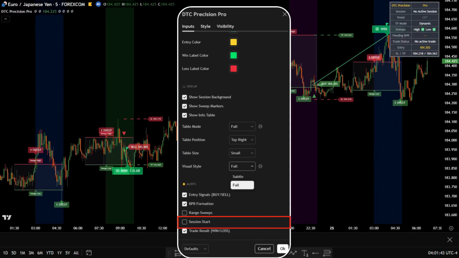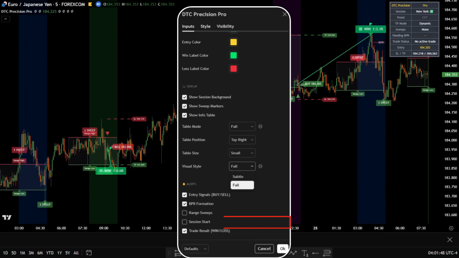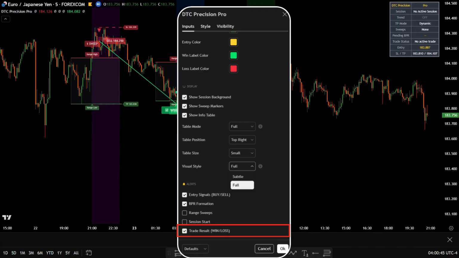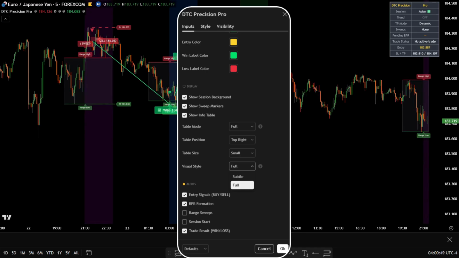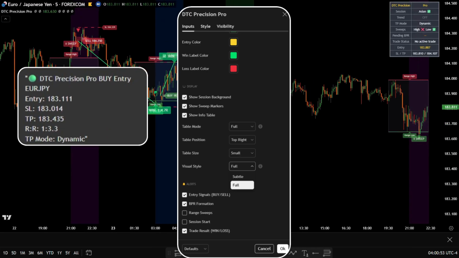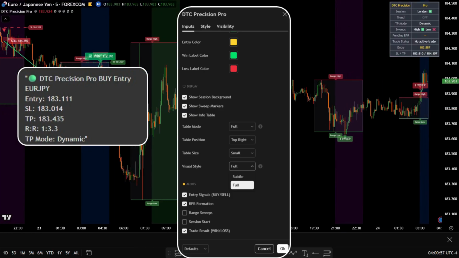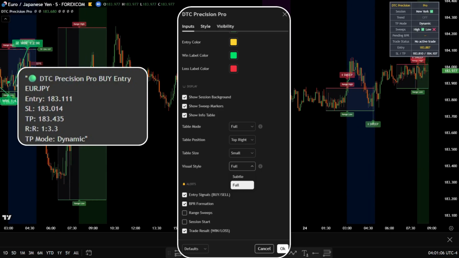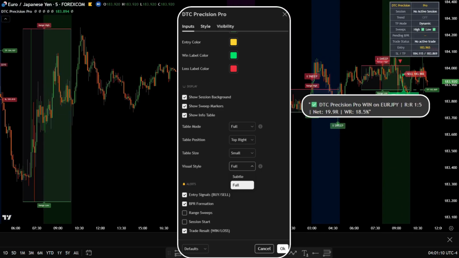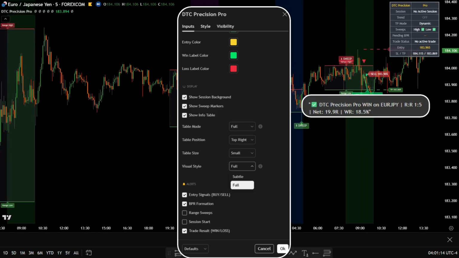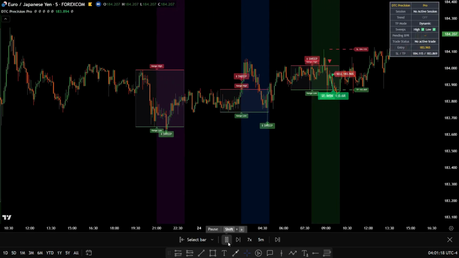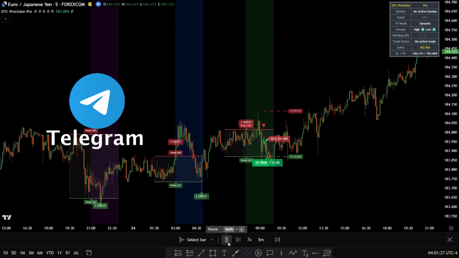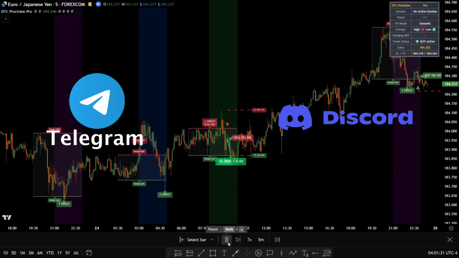Session start. Fires when a trading session begins. Off by default. Trade result. Fires when a trade hits TP or SL with the outcome. On by default. Entry alerts include the full trade details, entry price, stop loss, take profit, and R to R, all in one formatted message. Trade result alerts include the achieved R to R, cumulative net R, and win rate. These messages are formatted for direct use with webhooks. You can pipe them into Telegram, Discord, or any automation tool without reformatting.